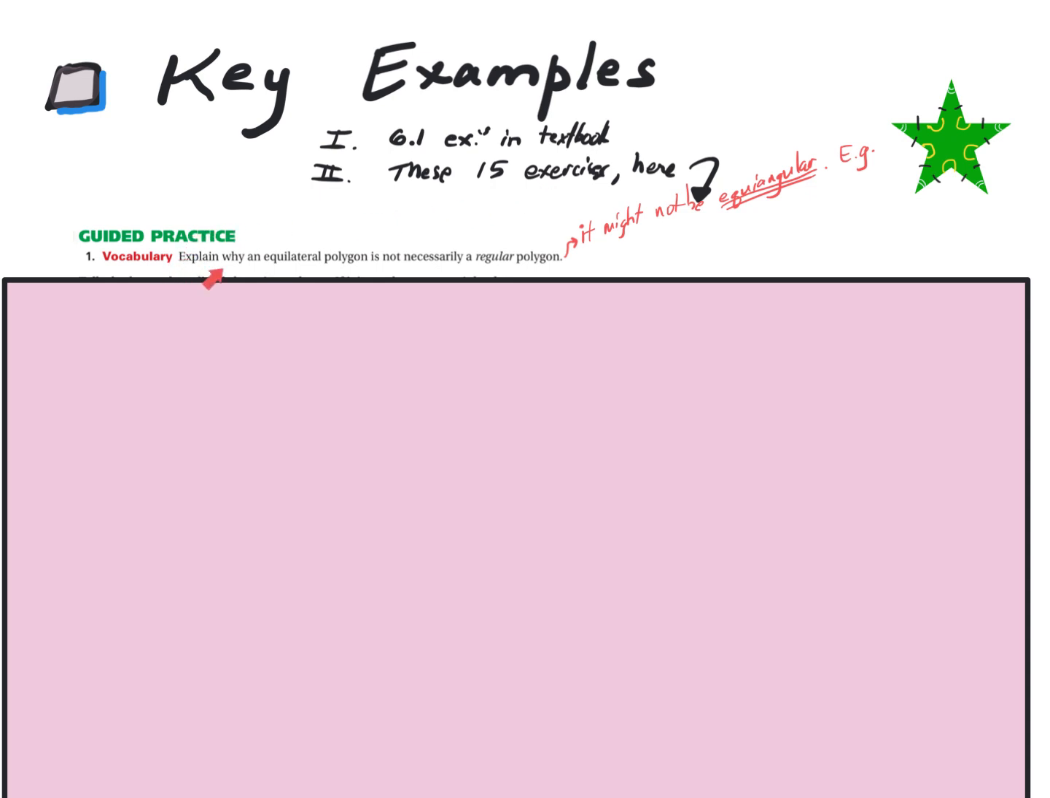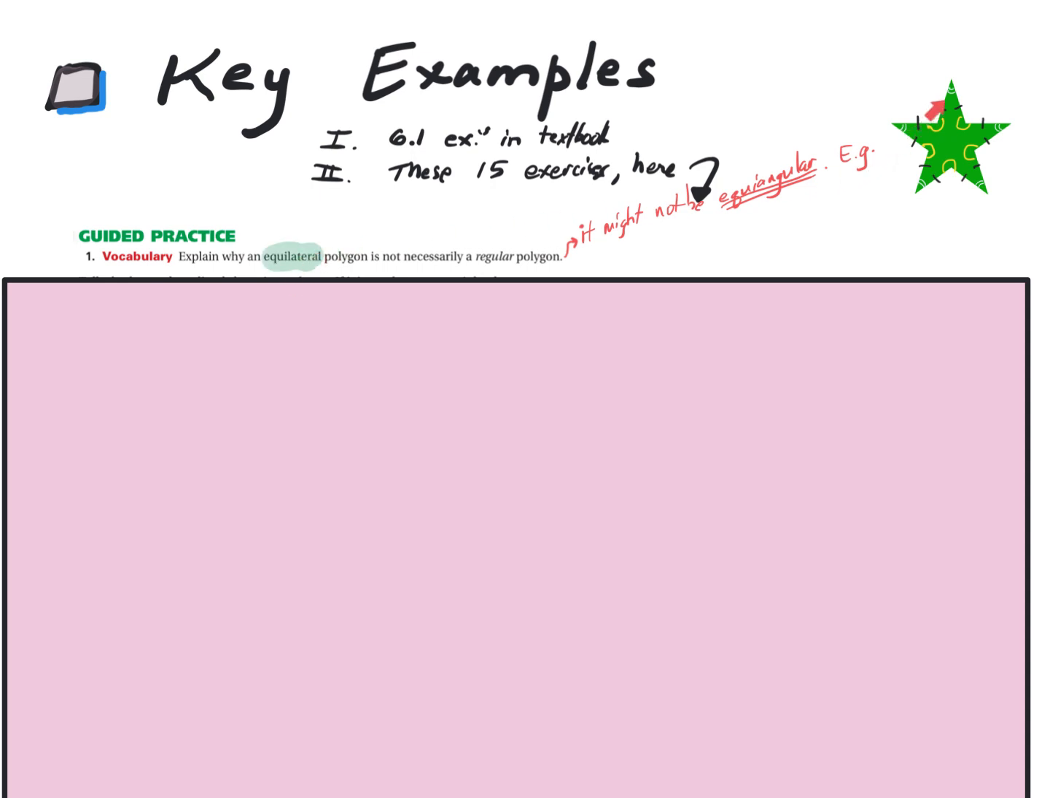Number 1, explain why an equilateral polygon is not necessarily regular. Because to be regular, you have to be equilateral and equiangular. And here's an example of an equilateral polygon.